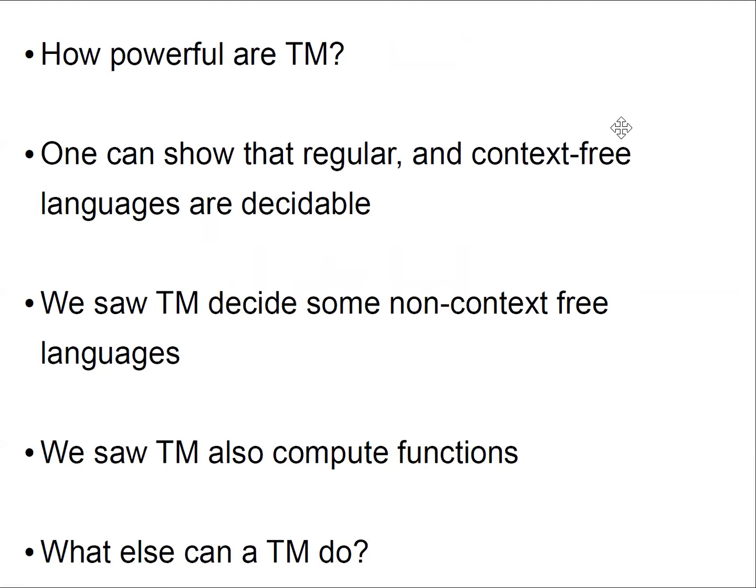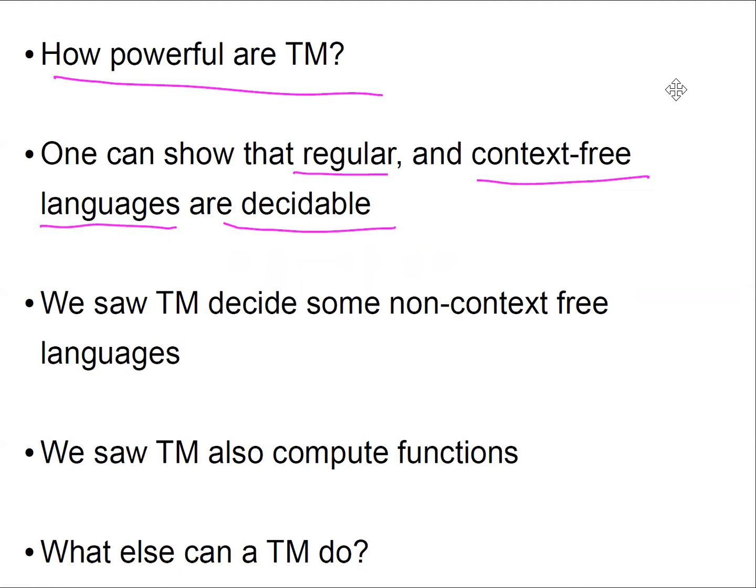Excellent. So far, this was kind of definitions and background on Turing machines. And now the big question is, how powerful are Turing machines? We saw the FAs and context-free grammars. They have some power, but also some pretty strong limitations. Well, one can show that regular and context-free languages are decidable. And we also saw in the previous examples that some non-context-free languages are decidable. Okay, so Turing machine deciders are strictly more powerful than context-free languages.